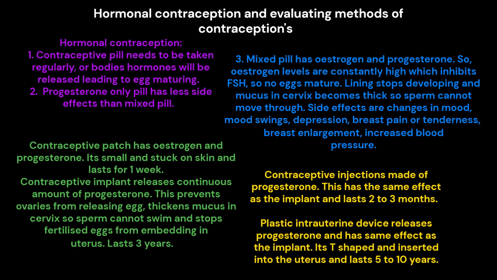This prevents the ovaries from releasing an egg, thickens mucus in the cervix so sperm cannot swim, and stops fertilized eggs from embedding in the uterus. It lasts 3 years. Contraceptive injections are made of progesterone. This has the same effect as the implant and lasts 2 to 3 months. The plastic intrauterine device releases progesterone and has the same effect as the implant. It's T-shaped and inserted into the uterus and lasts 5 to 10 years.